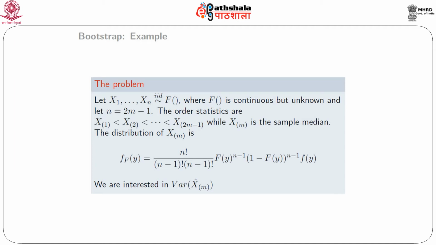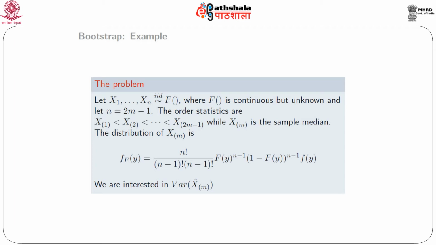So, these are ordered. From now onwards, we would be just telling them to be ordered x1, x2, ..., x_{2m-1}. So, these are the ordered statistics, and then xm is the middlemost of this ordered statistic. So, that is the sample median.